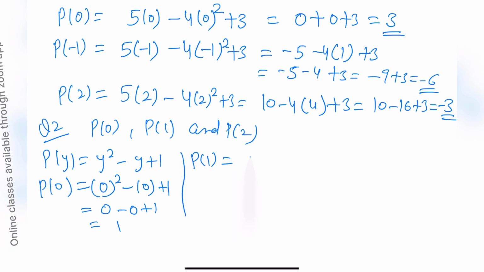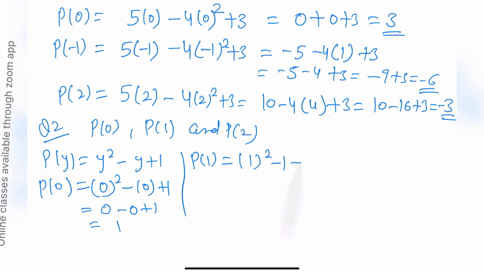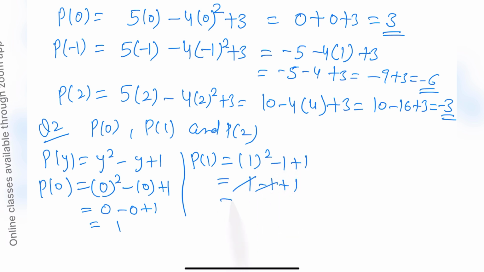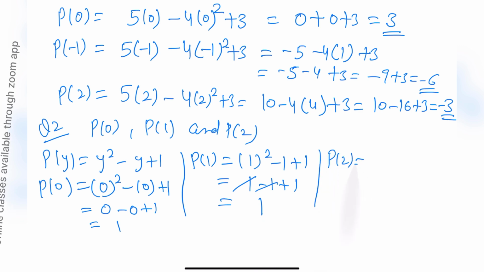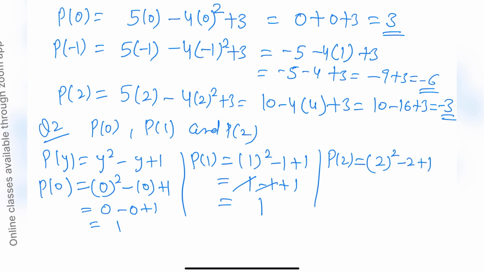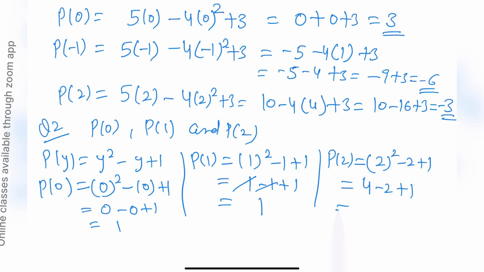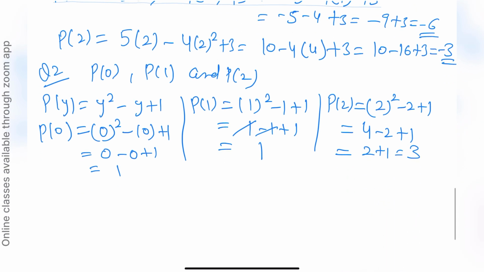Then we have to find p of 1. So in place of y we have to put 1. 1 square minus 1 plus 1. तो 1 minus 1 plus 1, 1 minus 1 cancelled out, answer is 1. Now p of 2, in place of y we have to put 2, 2 square minus 2 plus 1. 2 का square क्या होता है, 4 minus 2 plus 1, 4 में से 2 गया 2 plus 1, so 3 is the answer.